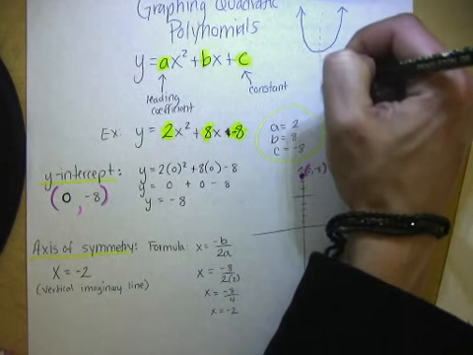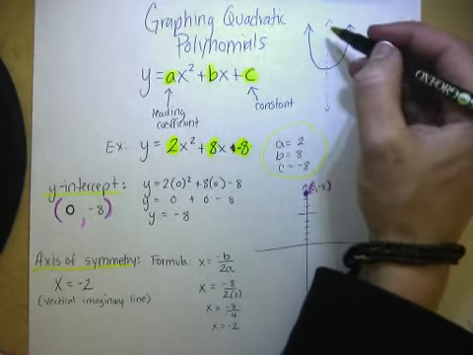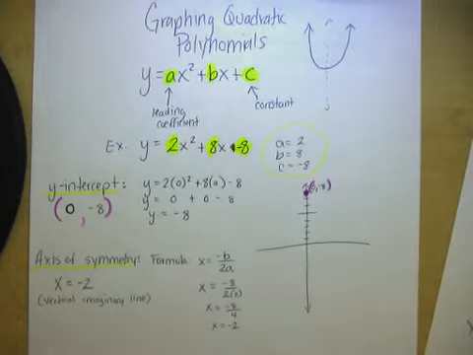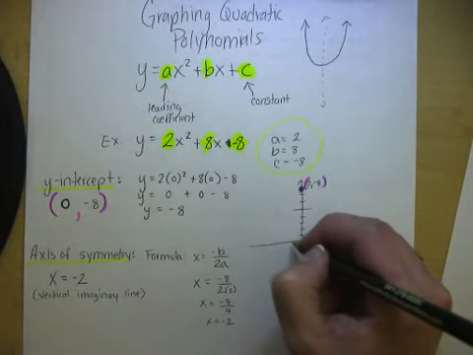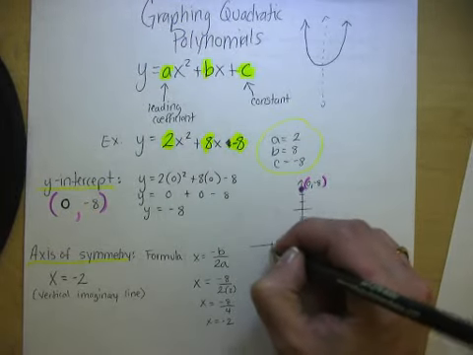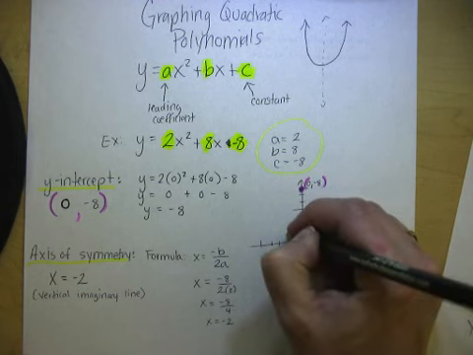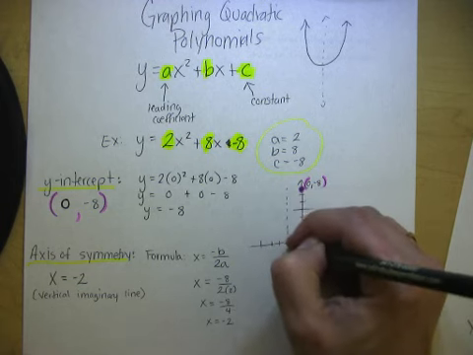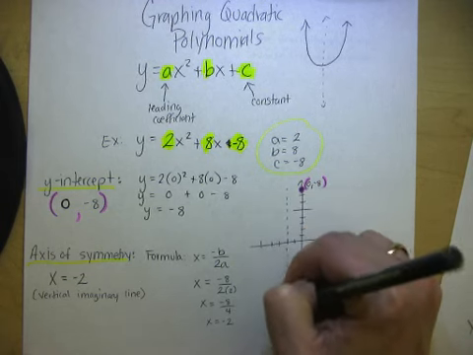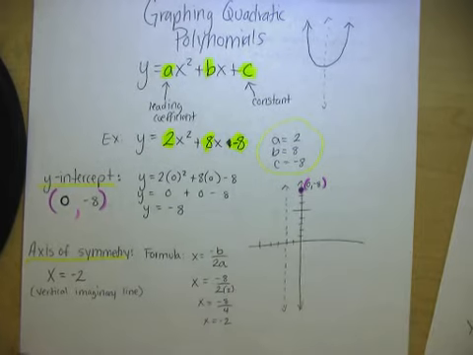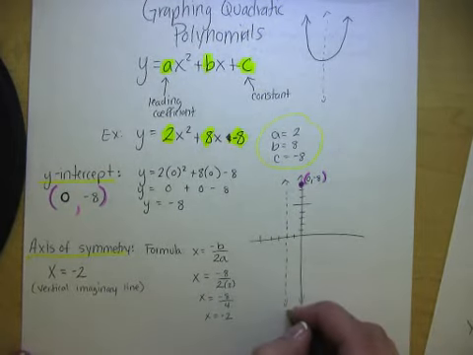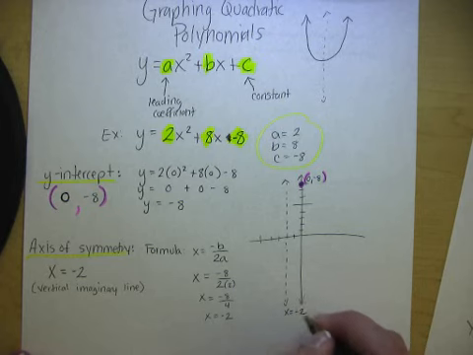Like if you were to fold this parabola in half and want both halves to match up, you would fold it on the axis of symmetry. So in this case, I get that at negative 2, which is right here, I'm going to have this imaginary line. Anytime you graph a line, it's always good to put its equation. So down here, I'm going to put x equals negative 2. That is my axis of symmetry.